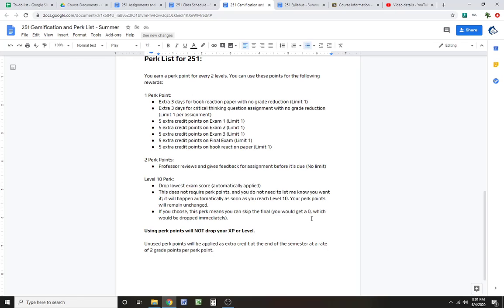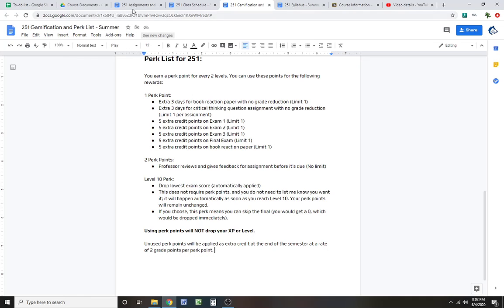This tends to create some confusion, so if you don't really understand what I'm talking about here, please let me know. Again, this happens automatically, and you get to drop your lowest exam. Reaching level 10 is pretty easy. If you just do your work and turn everything in, you should get there. Again, using perk points does not drop your XP or your level. And any perk points you don't use, I'll apply as extra credit at the end of the semester at a rate of 2 grade points per perk point. So it's better to use them yourself than have me apply them at the end.